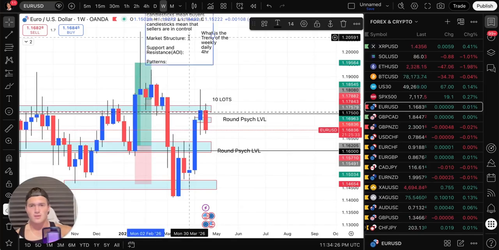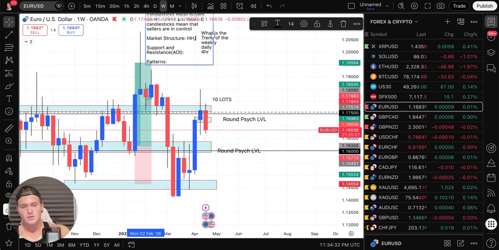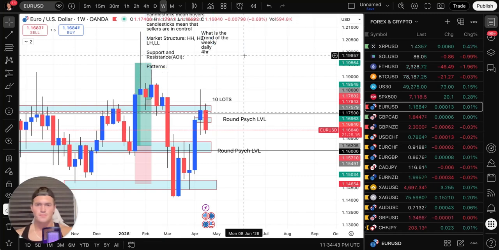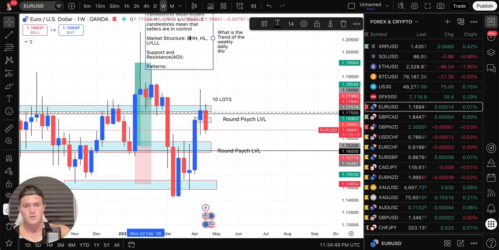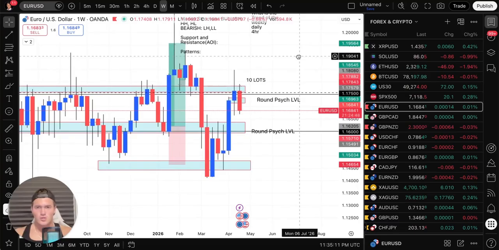Now, what market structure consists of are higher highs, higher lows, lower highs, and lower lows. Okay? So bullish means higher high, higher low. Bearish means lower high, lower low. We'll kind of go over this here.